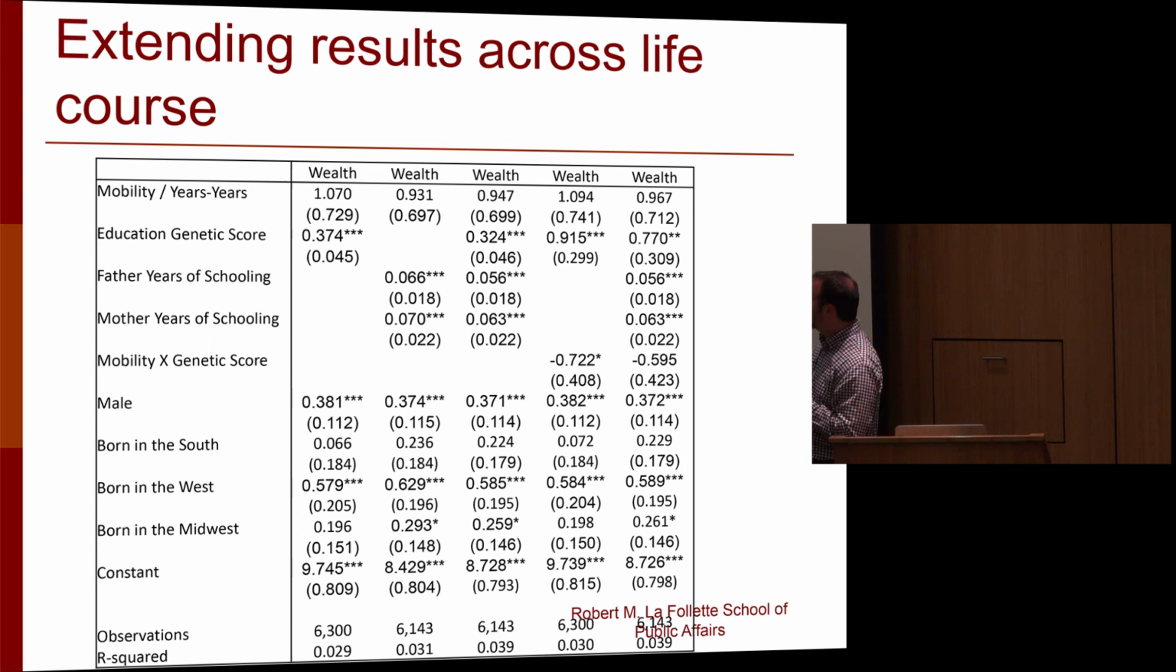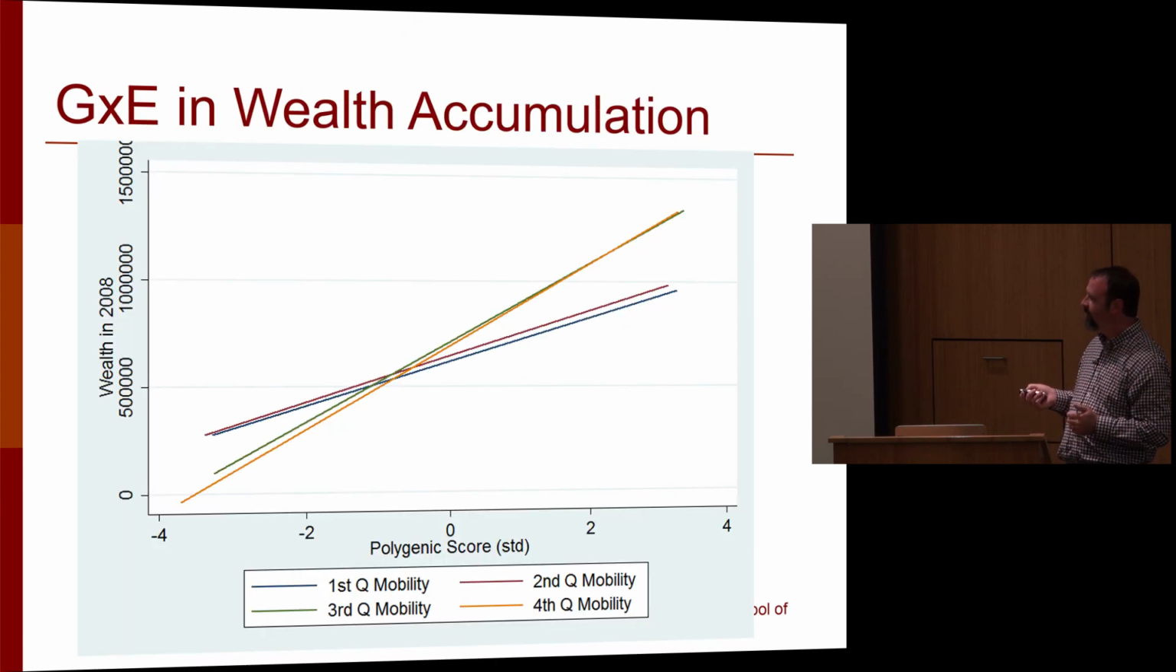The gene-environment interaction works in the same direction in this 5th column, where being born in a highly mobile state versus a low mobility state has this longer reach into much later adulthood, where your accumulated wealth depends both on your genotype and on the environment that you were born in, in a similar way. And I can show you a picture of that, where you see this crossover.